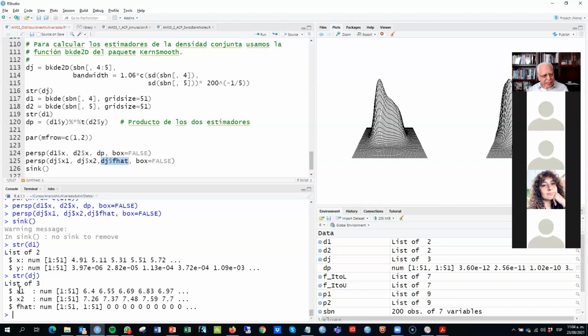If you look at the structure of DJ, DJ has X1, has X2, which is the second variable, and then it has F hat, the estimate of the density. That's the third object. And I'm using the perspective graph, so it requires three variables, X1, X2, and Y. Okay, or X, Y, Z, whatever you want to call them. And this one produces the product of the marginals, and the second one produces the joint density function.